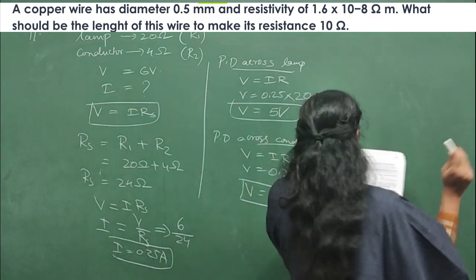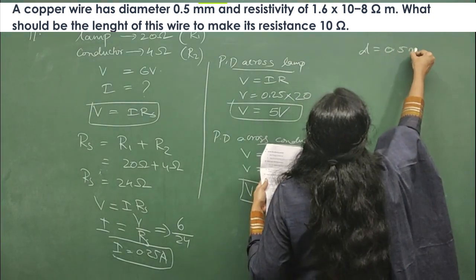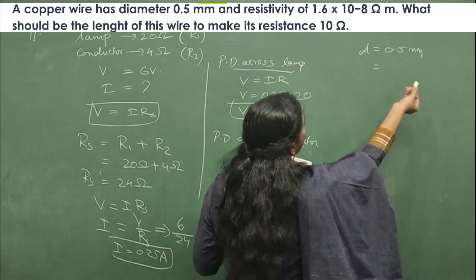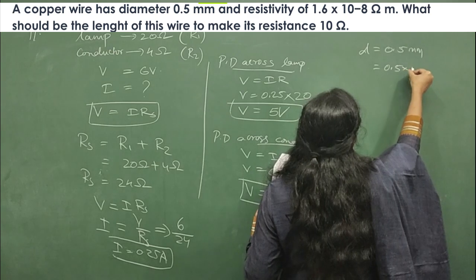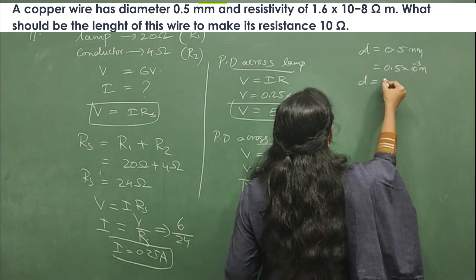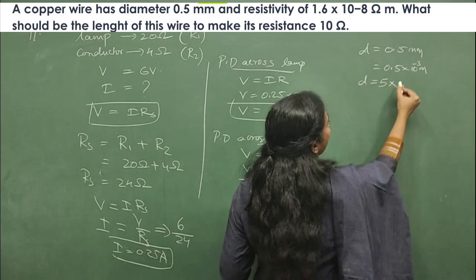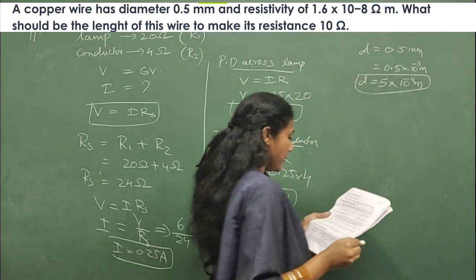So a copper wire has a diameter. So how much is the diameter? 0.5 mm they give you, right? So convert this into meters. I can write it as 0.5 into 10 to the power of minus 3 meter, where I can simplify further. I can write it as 5 into 10 to the power of minus 4 meter. So this is our diameter.